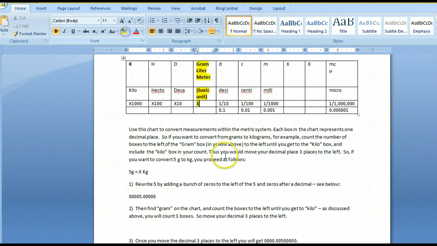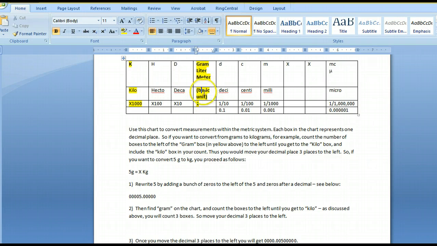And I'm just going to highlight in yellow. And then we want to go to the box that contains the kilogram, the unit we're looking for. And that would be over here, right? I'm going to highlight it. So we're going from grams to kilograms. So all we're going to do is use these boxes to count. And these boxes really represent the number of places you're going to move your decimal.